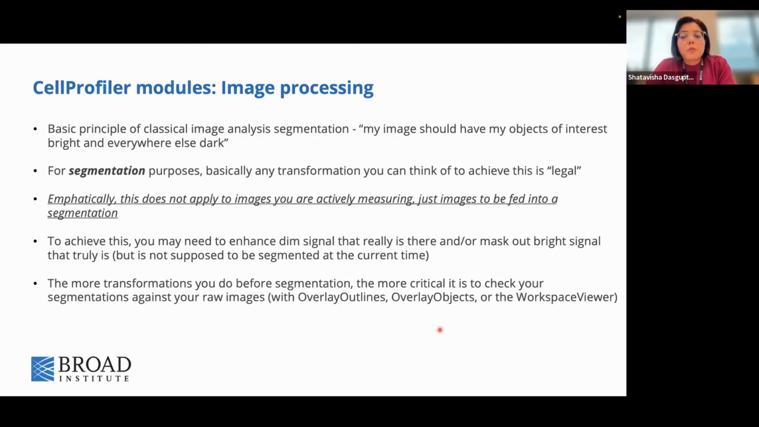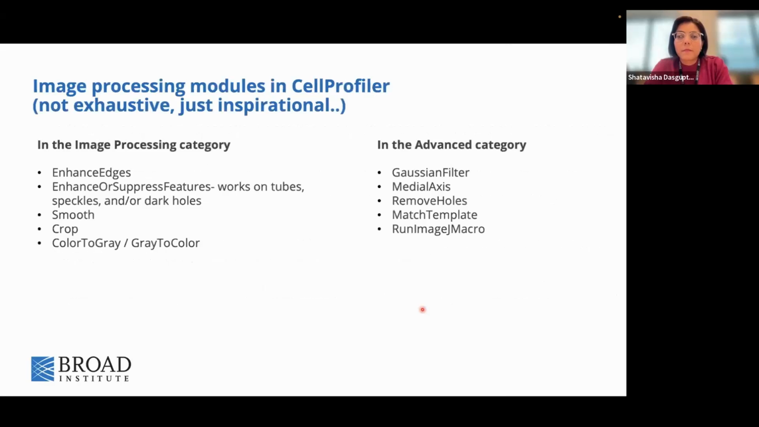Once we have performed transformation and segmentation, to evaluate how the segmentation is actually performing in the software, we need to include modules such as overlay outlines or overlay objects. And this will give us an idea of how much more fine-tuning needs to go into the segmentation. So again, there are several options for image processing in CellProfiler. And this is not the exhaustive list, but the ones that are used most commonly are enhance or suppress features, cropping, or color to gray modules.